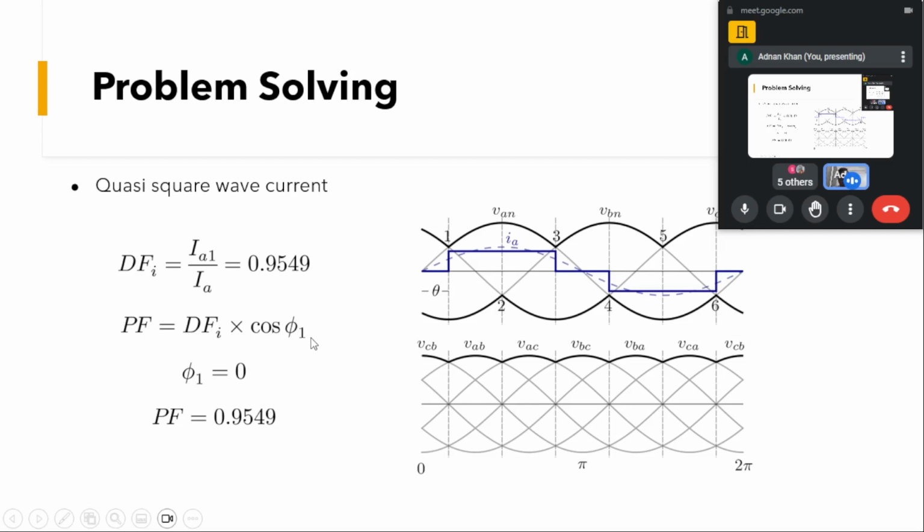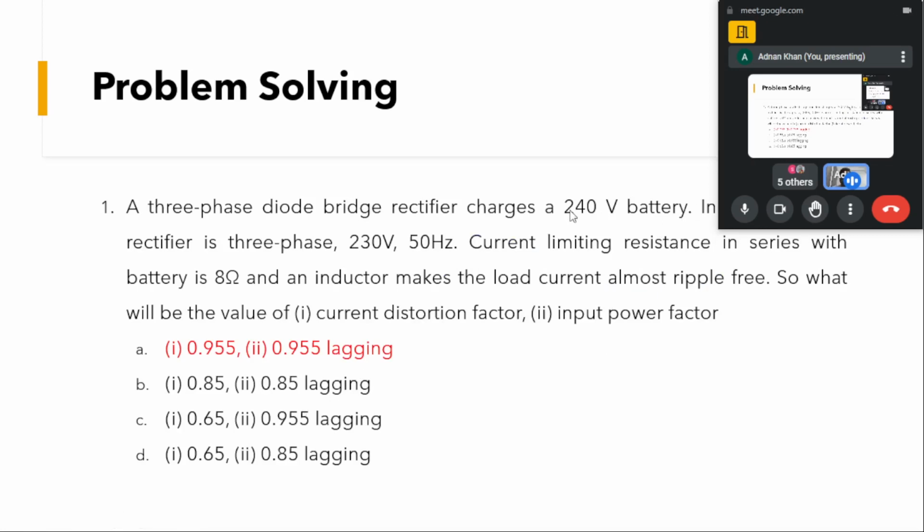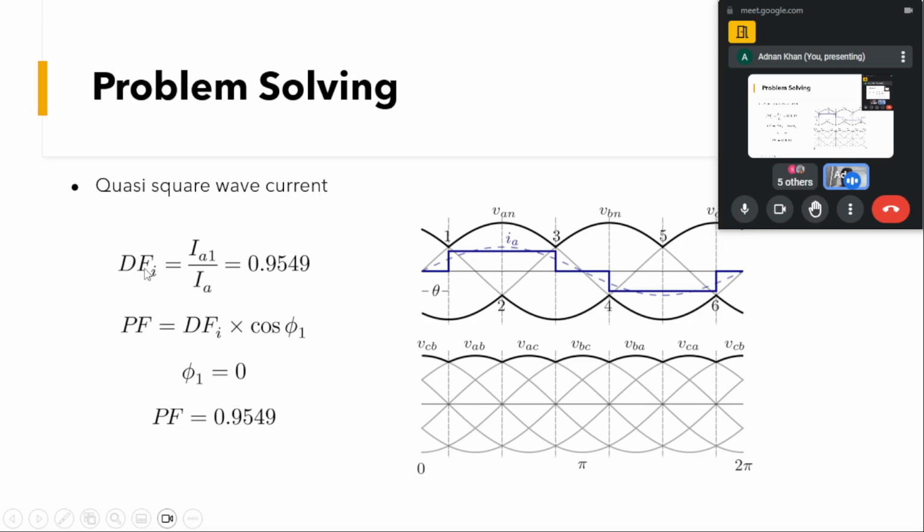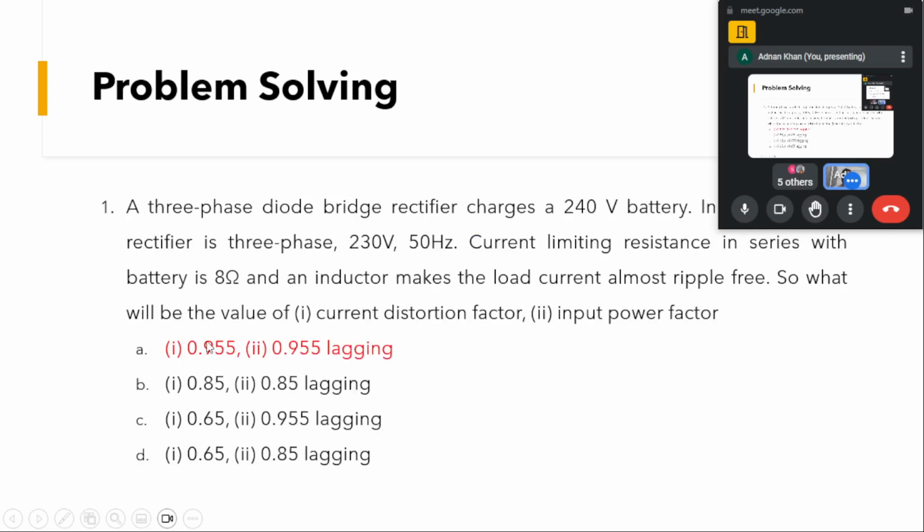Now as I had already told you, you can see that the fundamental of this current and this voltage are in the same phase, they start and they have a zero crossing at the same point. So phi 1 is 0. So what we have here is that the power factor will be the same as the displacement factor, which is the current distortion factor. So here option A is correct, that current distortion factor and power factor will be the same as 0.955.